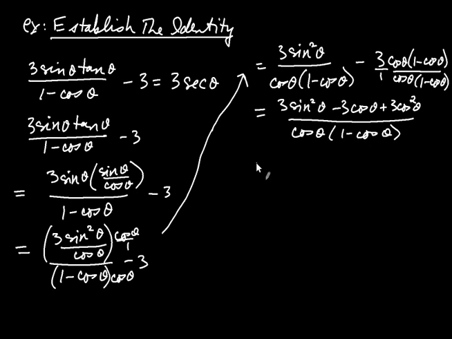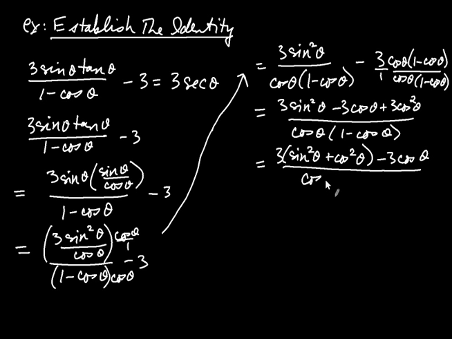And now, do you notice anything? Well, do you see how we have the sine squared and the cosine squared? Let's get these two together and then factor out that 3. So it's going to be 3 times sine squared theta plus cosine squared theta. And I still have this minus 3 cosine theta in the numerator. Okay, all over the denominator, which hasn't changed. Cosine theta times 1 minus cosine theta.